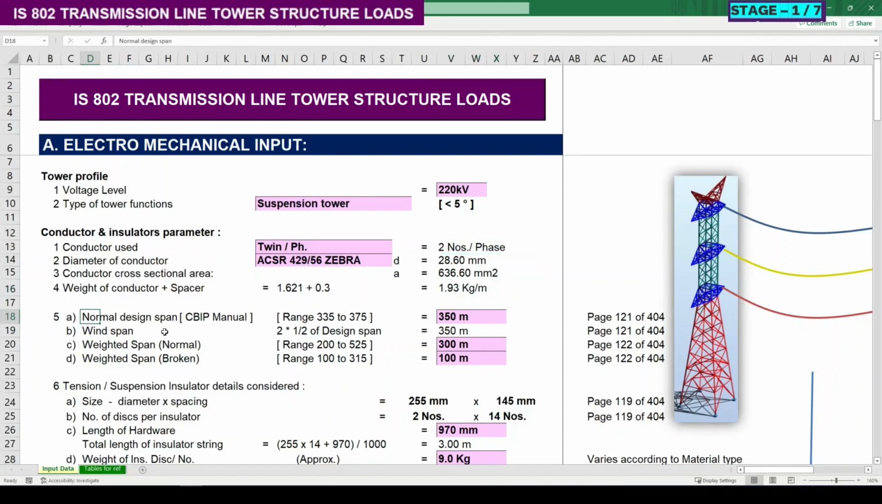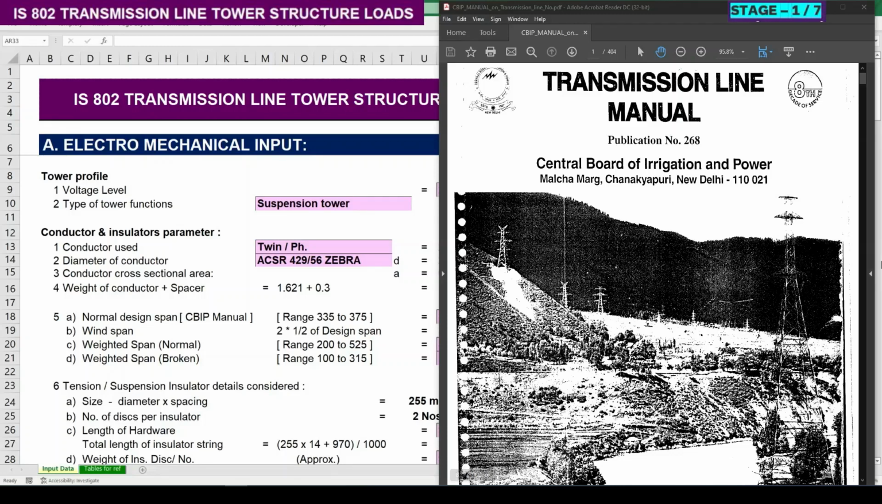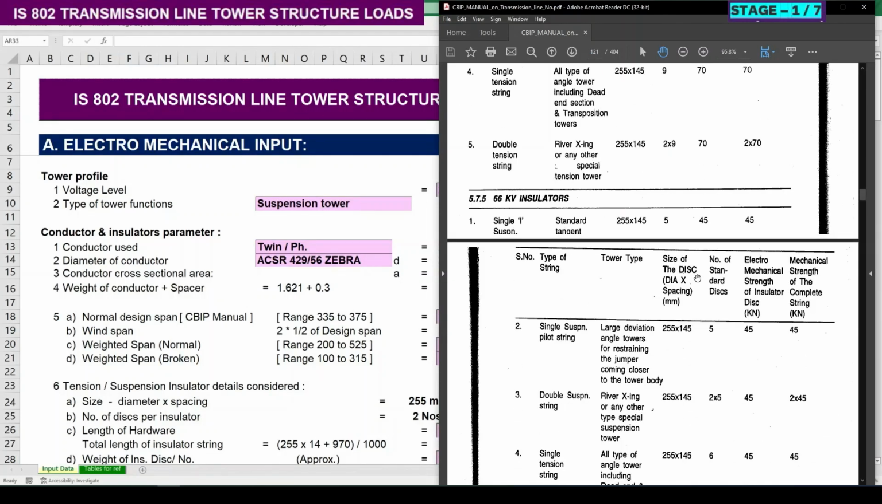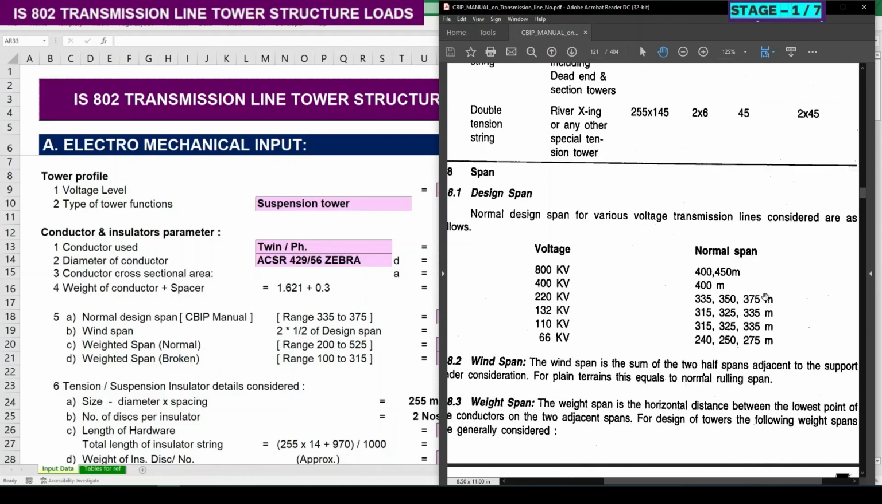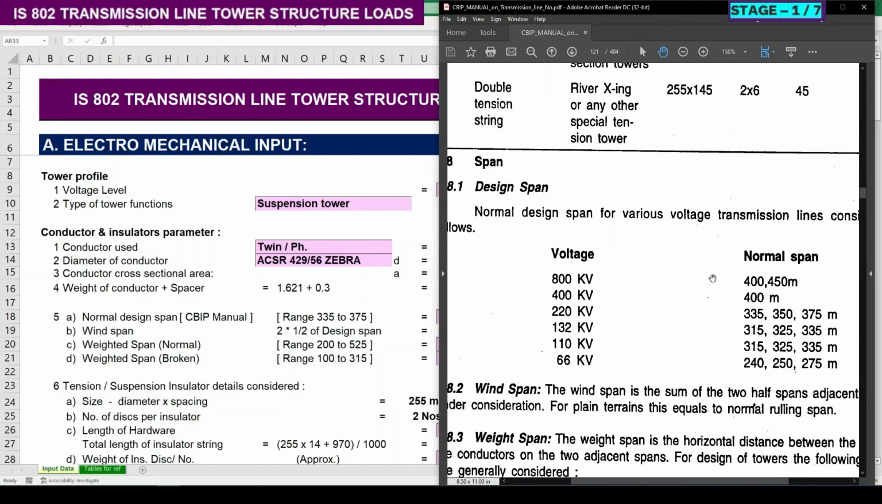So next one is the span of the conductor, what span we need to consider. For that we need to refer to the CBIP manual, that is the Central Board of Irrigation and Power. On the right hand side you can see the CBIP manual. In that we need to refer to page 121. So these are the design spans which are considered according to the voltage level.